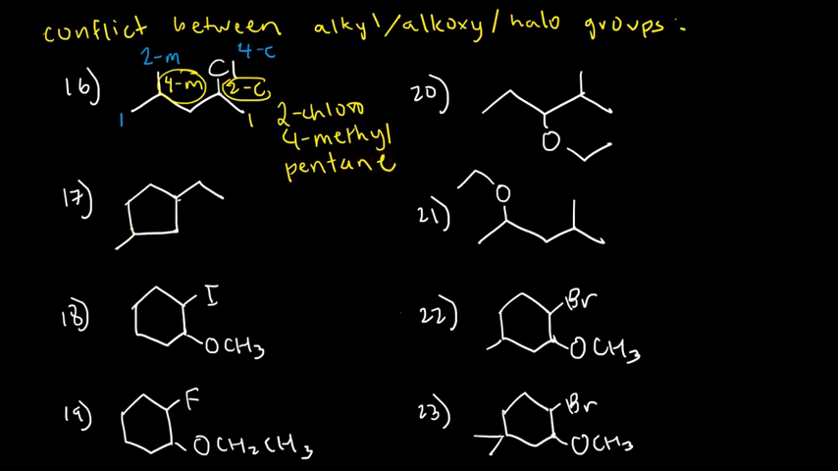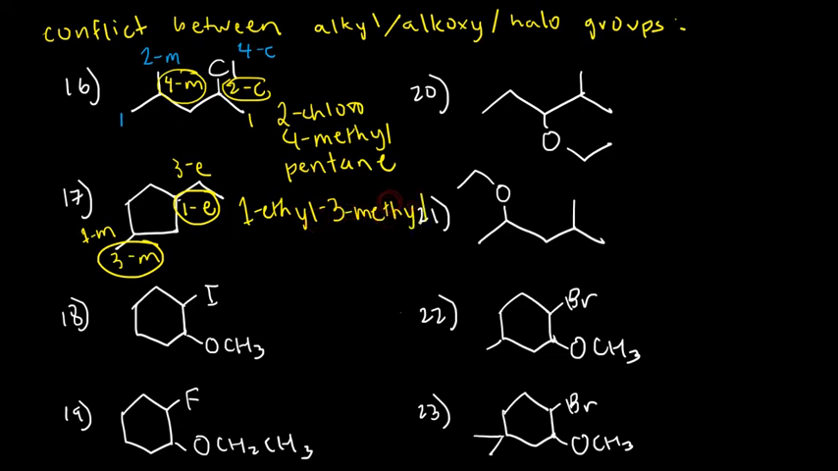The same with 17. I can assign this methyl as 1-methyl and then this ethyl as 3-ethyl. Or alternatively, you can switch that up, 1-ethyl, 3-methyl. But since letter E precedes letter M in the alphabet, we give this the smaller number and then methyl the larger number. So this now becomes 1-ethyl, 3-methyl, and then my cyclic compound has 5 carbons, all are single bonded. Okay.